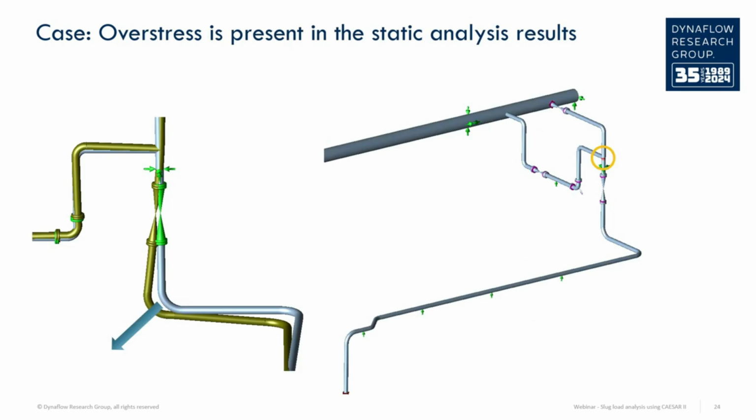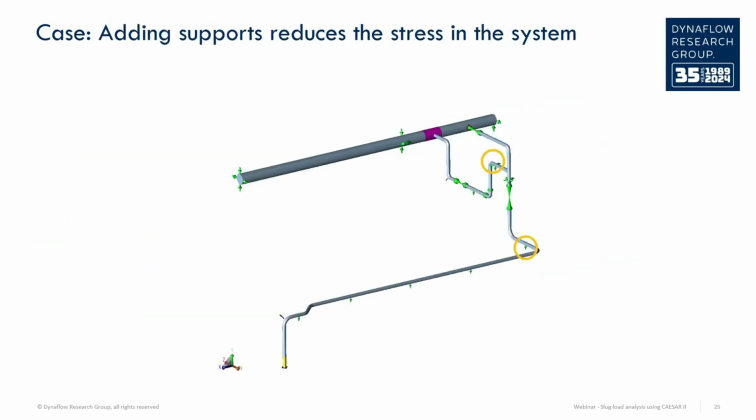If we run the analysis the way it was set up, there is an overstress in our sustained plus slug case in one location. We see that the system is quite light on its supporting and that the displacements caused by the slug are rather large. The location of the highest stress is at a T, which makes sense because the stress intensification factor on the T will increase the stress locally. Just adding some supports in the vicinity of this T will reduce the stress and lead to the system passing the stress check. Normally, you would also check the flanges, but that's outside the scope of today's case.